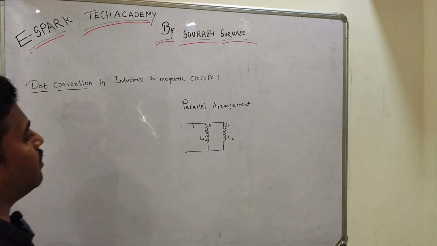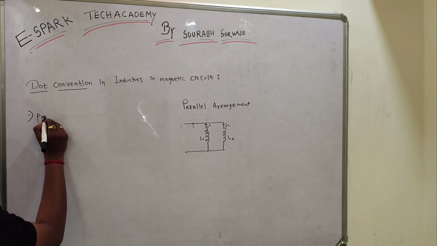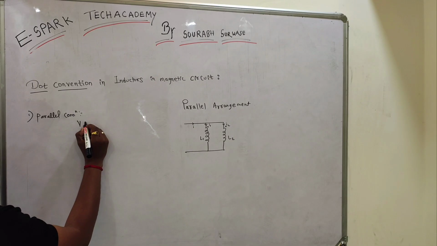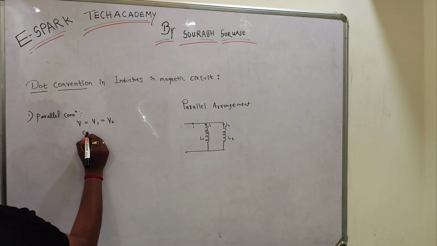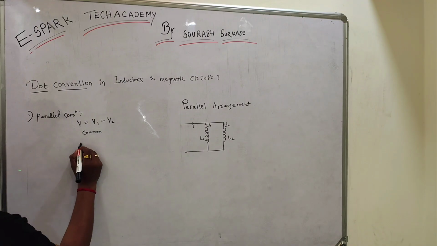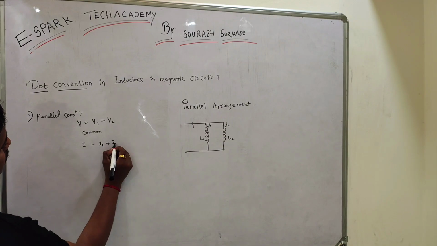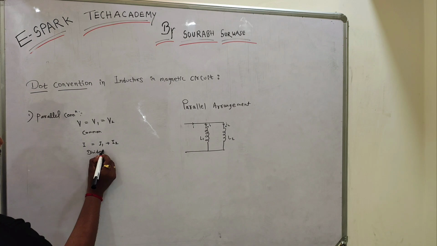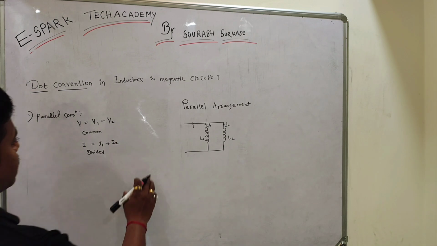Now you know very well that in parallel connection, the first thing you should know is that voltage V will be common and current will be divided, meaning I is equal to I1 plus I2. These two are basic points which are very important in this case.